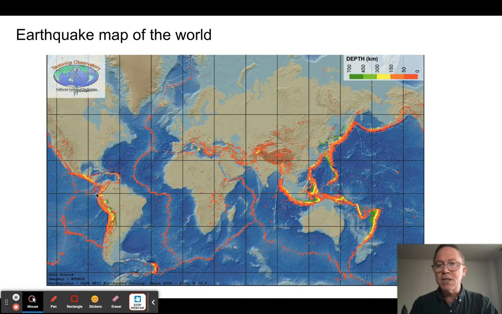So there's a trench here. We can see them getting deeper, deeper, deeper as they move away. Green being the deepest earthquakes, red being the most shallow ones. And we see that there's very shallow earthquakes out here in the spreading centers of the mid-ocean ridges.